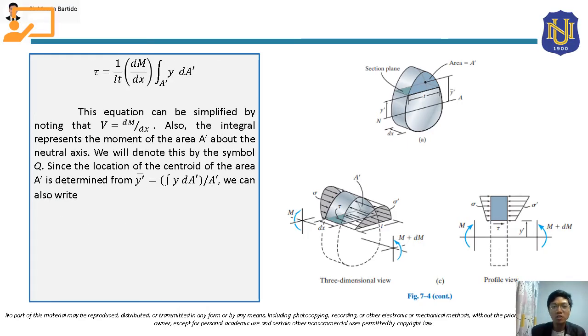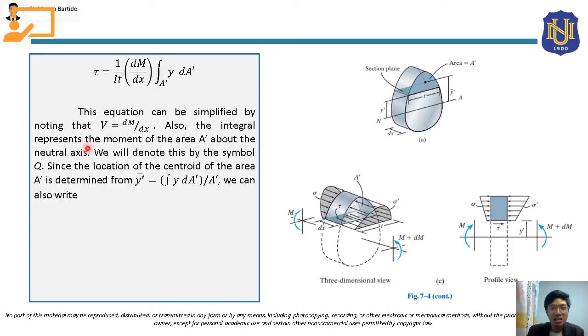Okay, so from this equation, class, we can simplify this further by noting that dM over dx is actually equal to V. We talked about this in our discussion about the graphical method in constructing shear and moment diagrams, right? We already know that V is equal to dM over dx, so we can rewrite this dM over dx as V.